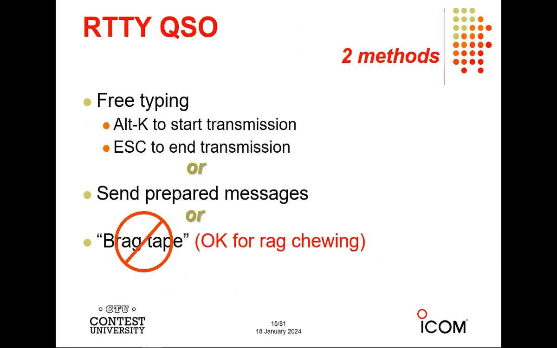So for a RTTY QSO, there's kind of three methods. I say there's two because I have X'd out the third one for most of our purposes. So one is you can just do free typing. You can do Alt-K on your keyboard, and it just brings up a little window, and you can just type, and everything you type gets converted to RTTY and sent out, and it's printed on the other person's screen. And if you're fast enough, adept at that, you can carry on a conversation, and that works fine.